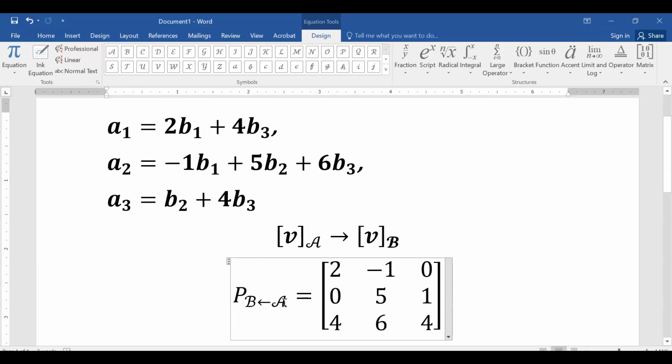Again, we go from A to B. So start with A, multiply times A, get to B. All right, so that takes my vectors from coordinate vectors written with respect to basis A and translates them to coordinate vectors written with respect to basis B.